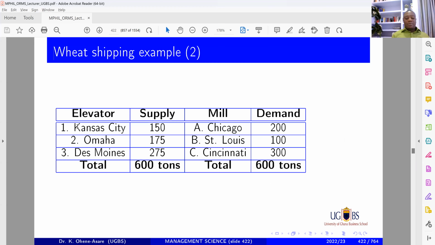So look at the numbers here. We are going to use these numbers. So node 1, and I want you to be drawing this node. Node 1, you have the items from Kansas City, and Kansas City is supposed to supply 150 tons of wheat.